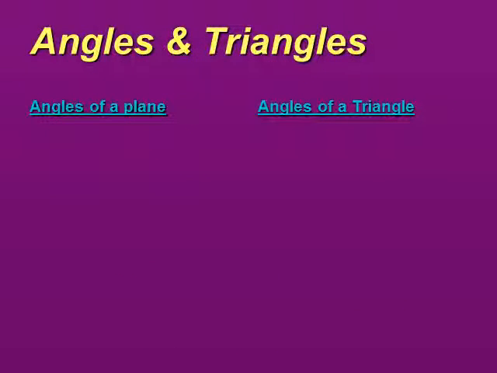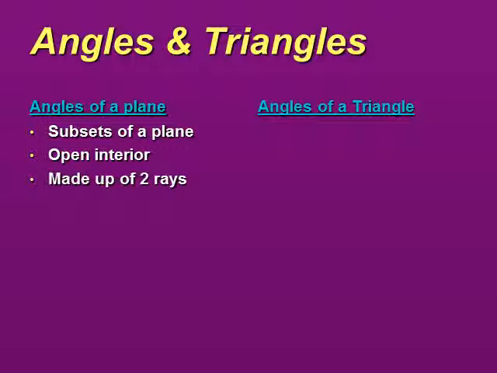Let's talk about some differences of just regular angles and then the angles that are in a triangle or of a triangle. So angles of a plane, they are subsets of a plane. We talked about the half plane theorem and how this is the intersection of two half planes. It has an open interior, meaning that interior goes on infinitely in that direction. And it's also made up of two rays.